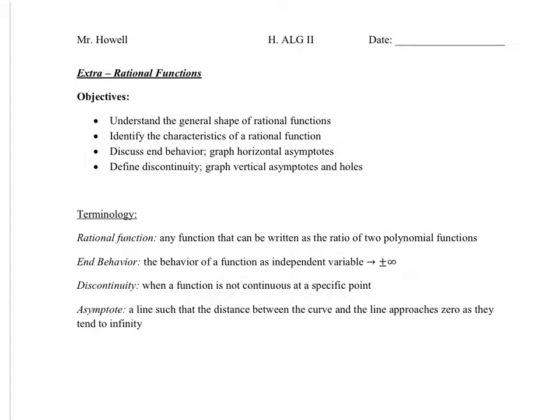So we are on the last topic of the year, not section, okay? I'm breaking this into like 4 subsections of an overarching topic called rational functions. Now, we've already talked about a lot of the stuff you're going to see in this section, but we haven't talked about it in this context.